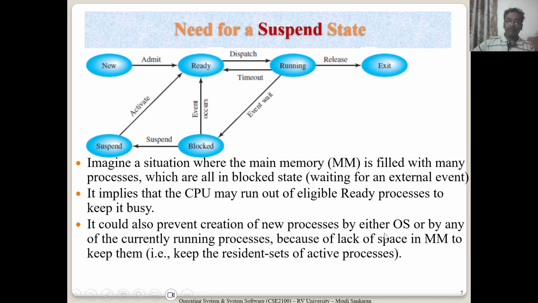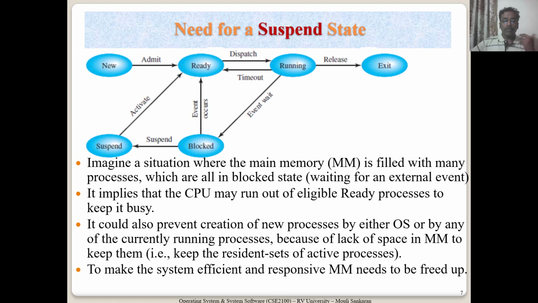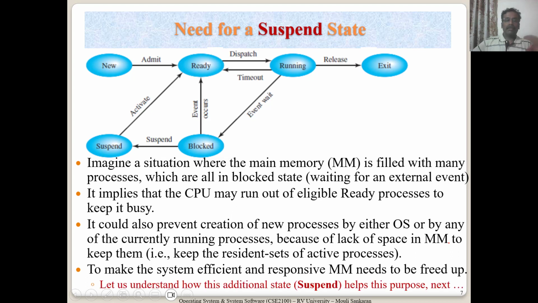It could also prevent creation of new processes, because if you run out of main memory, then you cannot allow any new process to enter the system. So to make the system efficient and responsive, main memory needs to be freed up. That's all I'm saying.